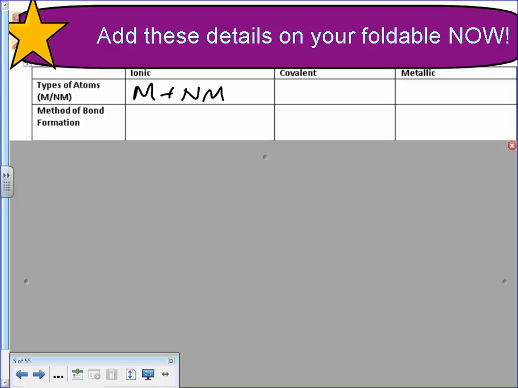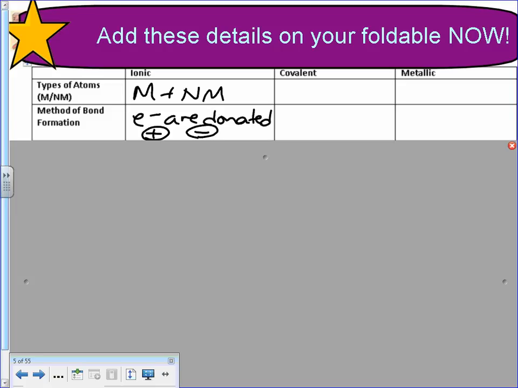Method of bond formation. Bonding is the second half of this unit, but I'm going to give you just a preview because you already know this. How do ionic bonds form? Electrons are donated or given away. If you lose an electron, you become a cation. If you gain an electron, you become an anion. That's the premise of ionic bonds.